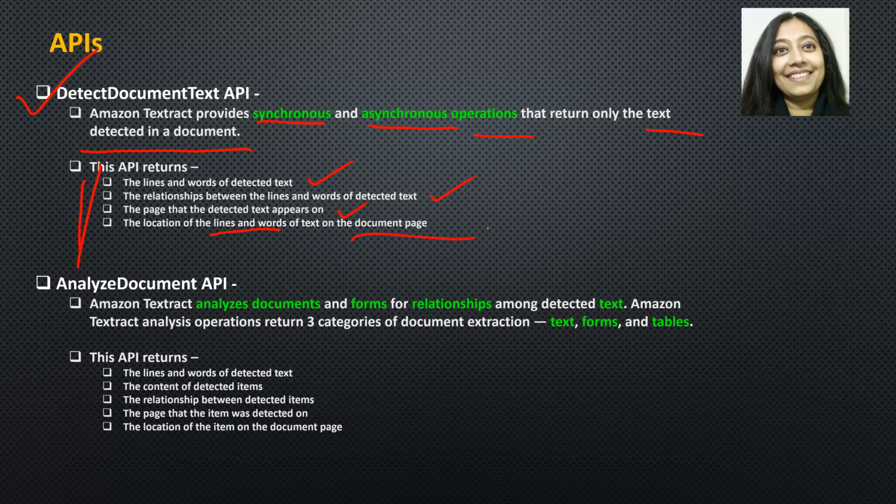So one thing is detecting that document text. The next thing is analyzing document. It analyzes documents and forms for relationships amongst the detected text, right? And again, there are 3 categories of document extraction: text, forms, and tables. And this is all this particular API returns. It's pretty much similar to the one that we saw above, right? But over here, it also tells you the content of detected items, along with lines and words, relationship between detected items, the page where that item was detected on, and of course, the location of that item on the document page.